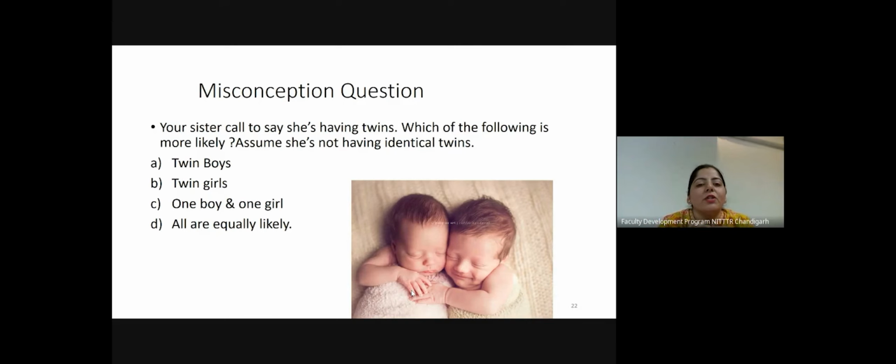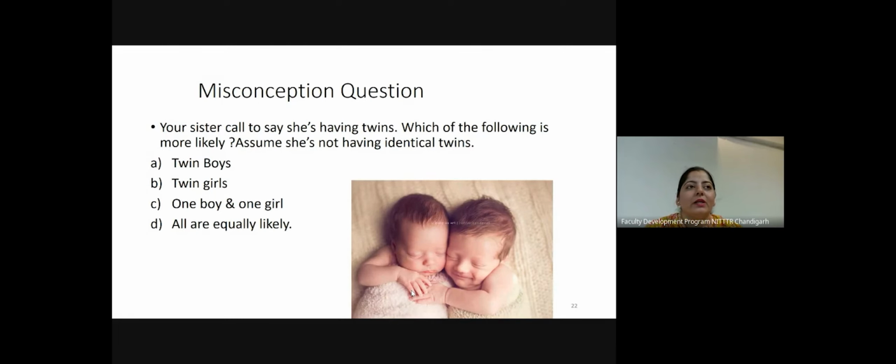Yes, from the center also, I request the participants to kindly read the statement available with you on screen and try to select one correct answer out of the 4. Your sister called to say she is having twins. Which of the following is more likely? Assume she is not having identical twins.